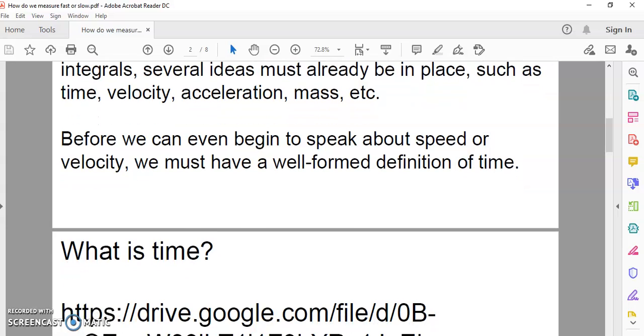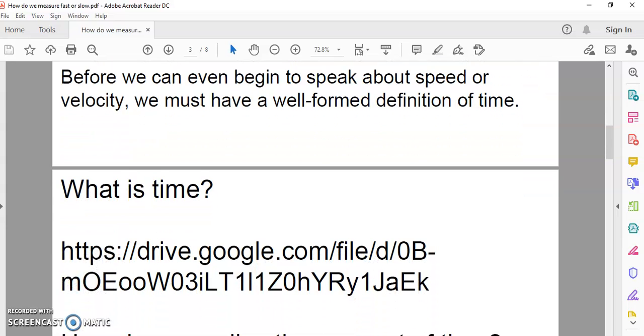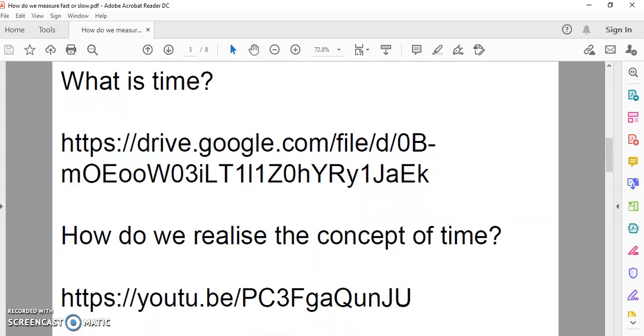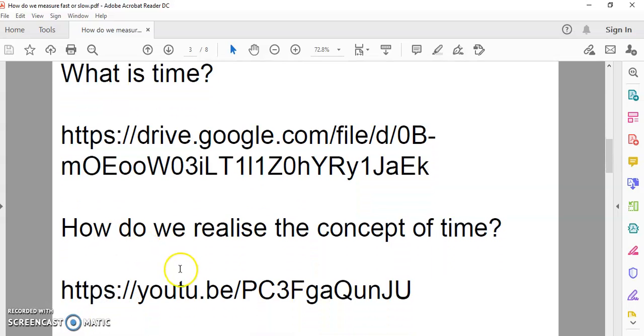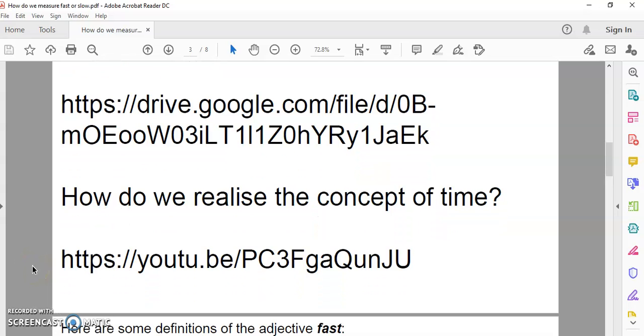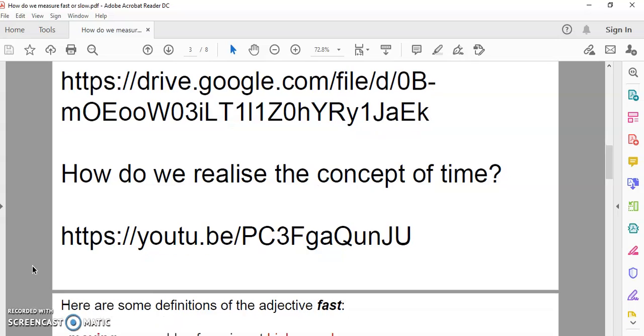definition of time. So here I give you a link to an article I wrote a long time ago on what is time, and also a fascinating video in this link here on how we realize the concept of time from scratch up till the very completion of the concept.